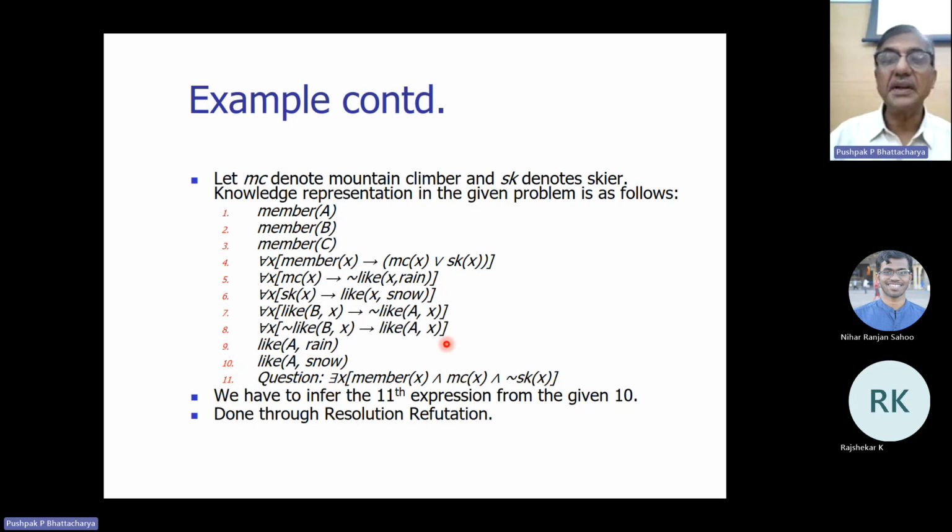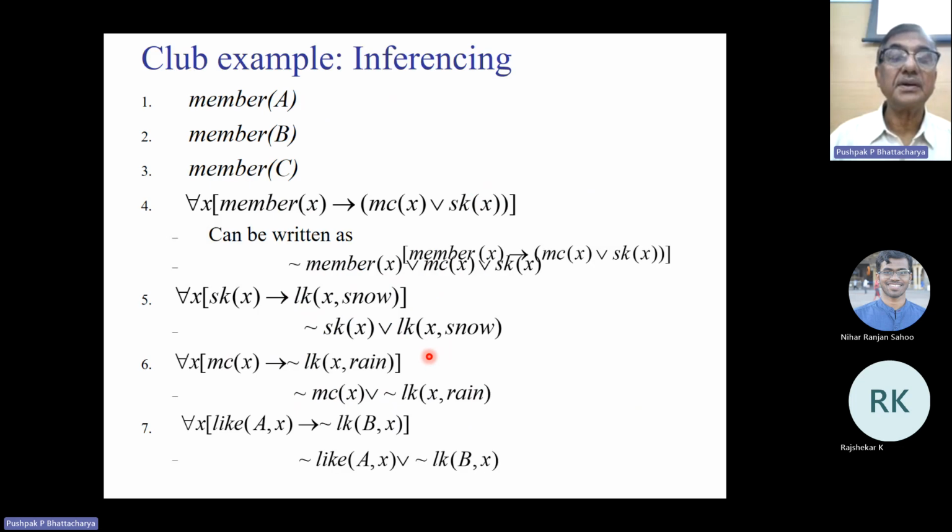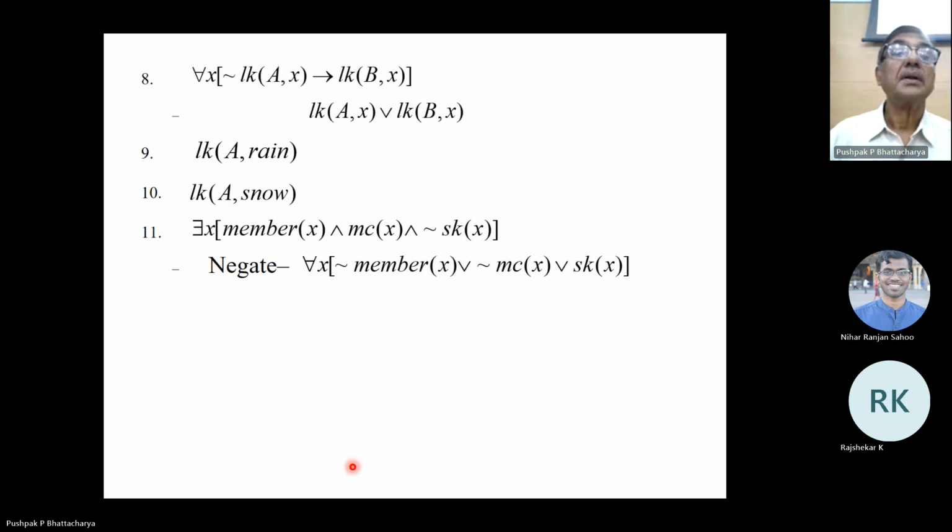Since resolution refutation is by contradiction, we have to contradict the goal. But before that, there is a little more work. We have to convert all universally quantified expressions with implication into clausal form. So for all x, member x implies MC x or SK x gets converted to not member x or MC x or SK x. For all x, skier x implies like x snow is not SK x or like x snow, and so on. Okay, all implications are converted into the clausal forms. So here we have converted into clausal forms.